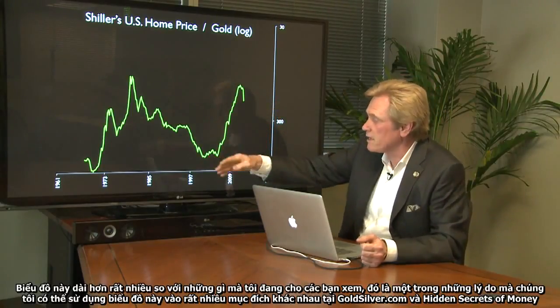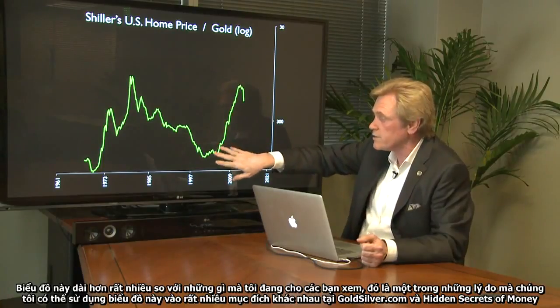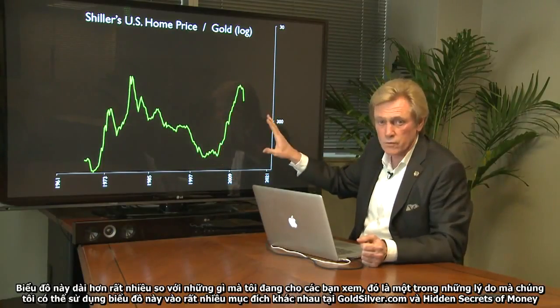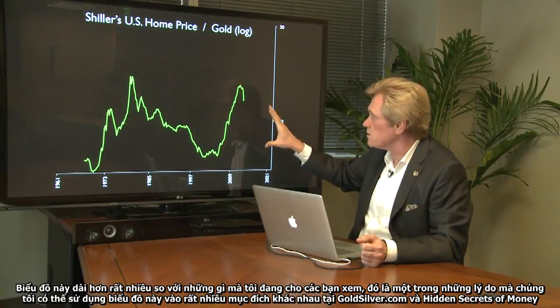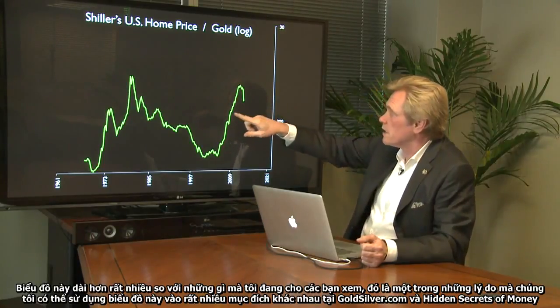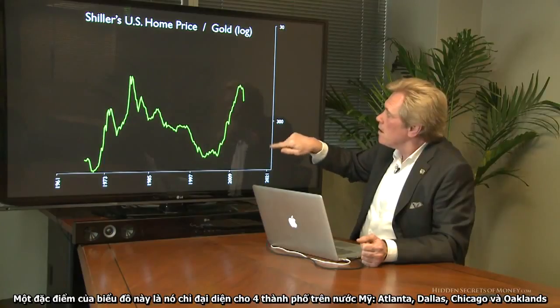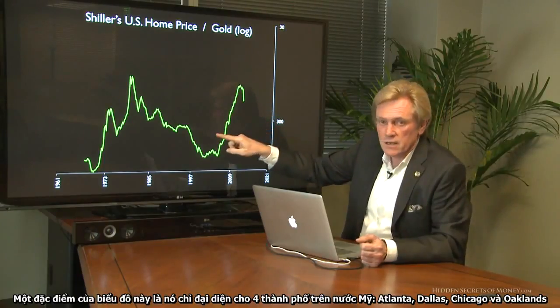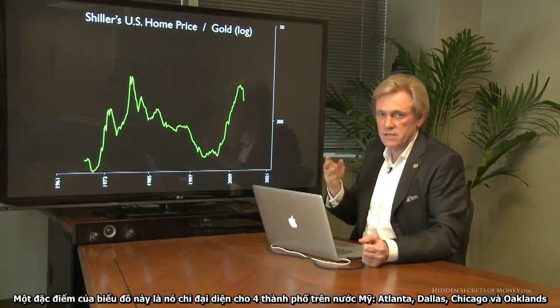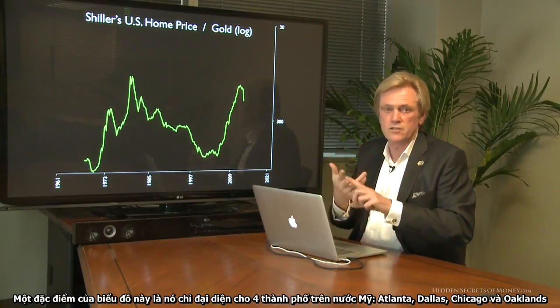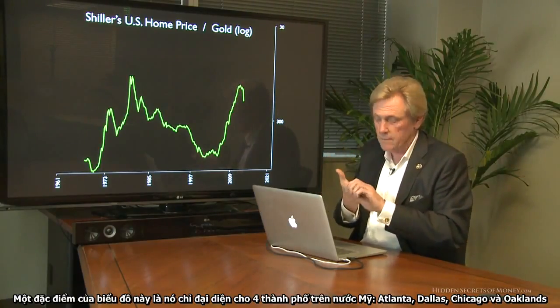This data goes back a long ways past what we're showing you here. That's one of the reasons that we use it for a lot of things here at goldsilver.com and Hidden Secrets of Money. One of the things about this data, though, is it represents only 4 cities in the United States. This represents Atlanta, Dallas, Chicago, and Oakland only.